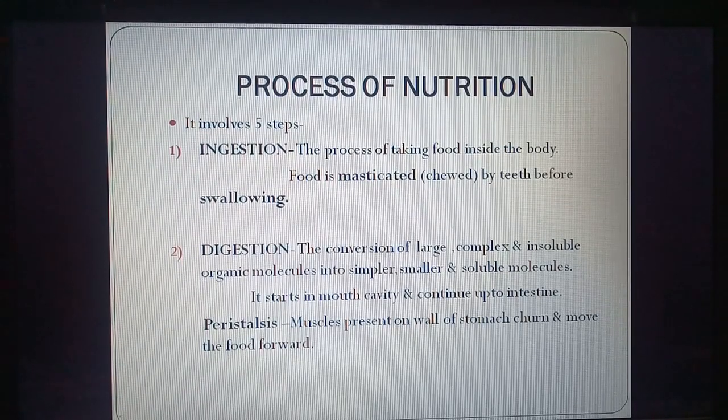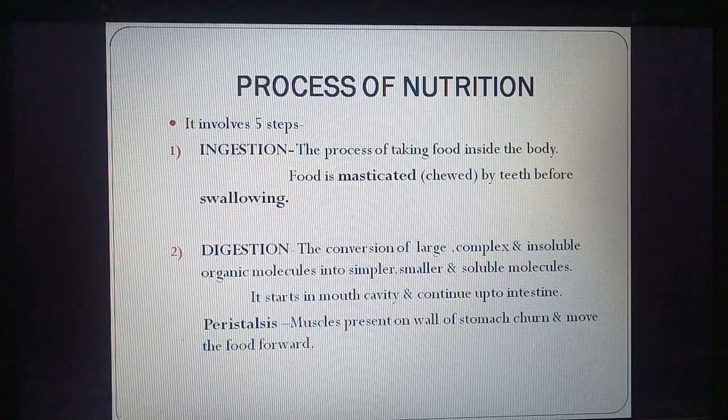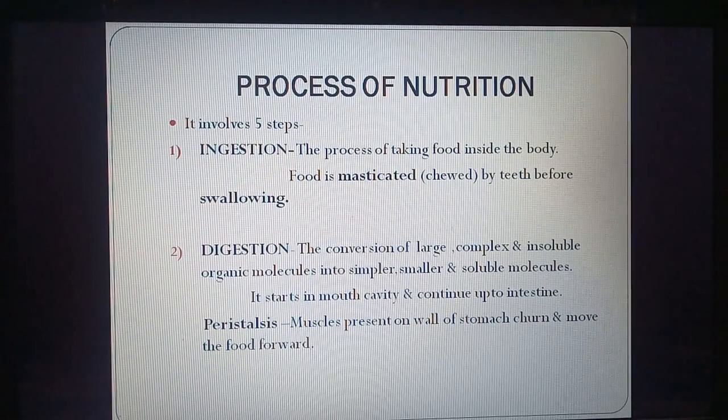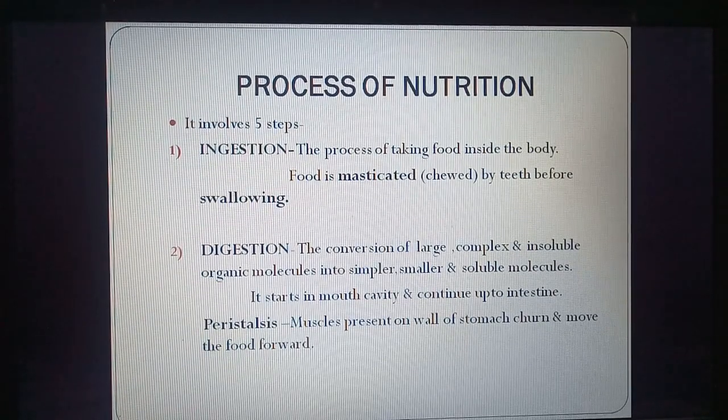The second is digestion. It is the conversion of large, complex, insoluble organic molecules, organic meaning carbon compounds, into simple, small and soluble molecules. So it is the process of breaking large into small, complex into simple, insoluble into soluble, so they can be easily absorbed by the body.